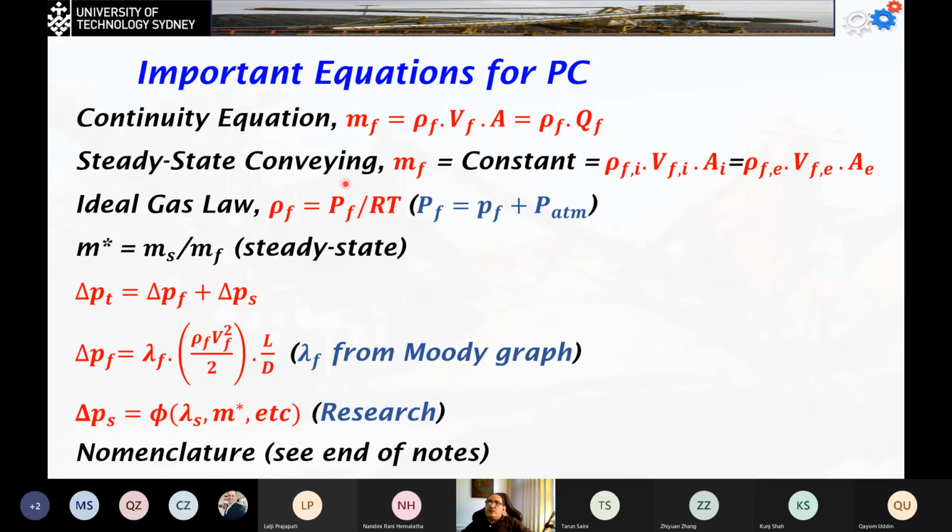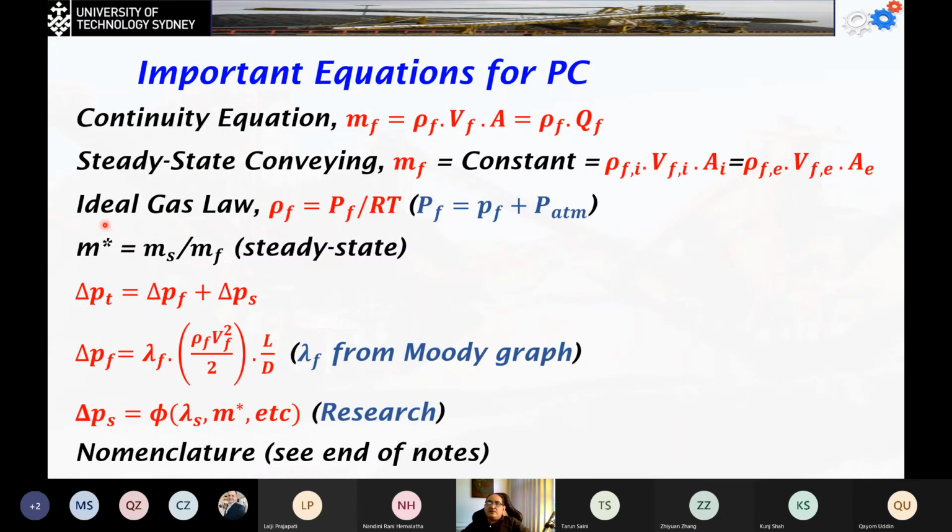The second important equation we have is what we call the steady state conveying. We said that the MF is going to be the continuity equation. So the MF in that case is going to be constant, which is going to be the density at the entrance multiplied by the velocity at the entrance multiplied by the cross-sectional area at the entrance. It's going to be equal to the density at the end multiplied by the velocity at the end multiplied by the cross-sectional area at the end. So whatever will be changed, we're always going to have a constant value for the MF.